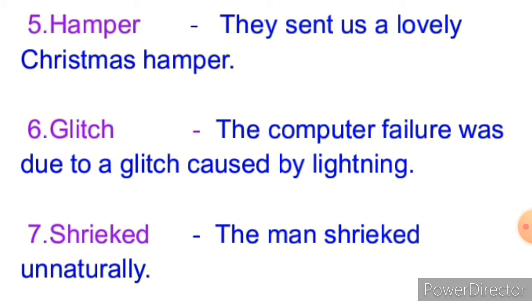So using that word glitch, we have to frame a sentence. Now look at the sentence, children. The computer failure was due to a glitch caused by lightning. Here the word glitch means a fault. That is an informal word. You can say a fault in a machine.